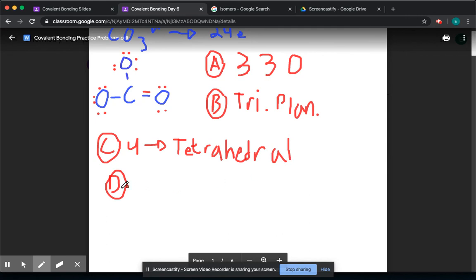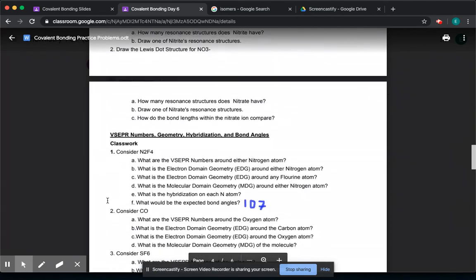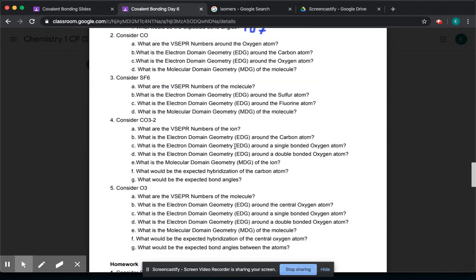D asks us to look at the double bonded oxygen. If you look at the double bonded oxygen, you have 2 lone pairs and 1 bond. So that would be 3, which would give you the same answer as part B, which is the trigonal planar. Okay, this would be trigonal planar. That's C and that's D. C and D ask you to look at the electron domain geometry. C is for single bonded and D is for double bonded.